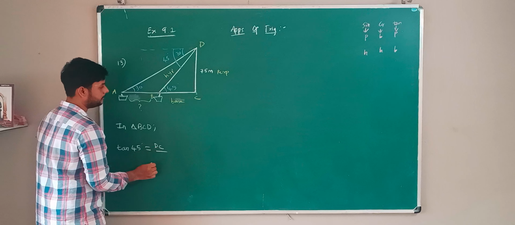Next, what should I find? BC. Now, instead of finding BC directly, I will try to find AC, because AC minus AB will give me BC. Correct? I will go like that.